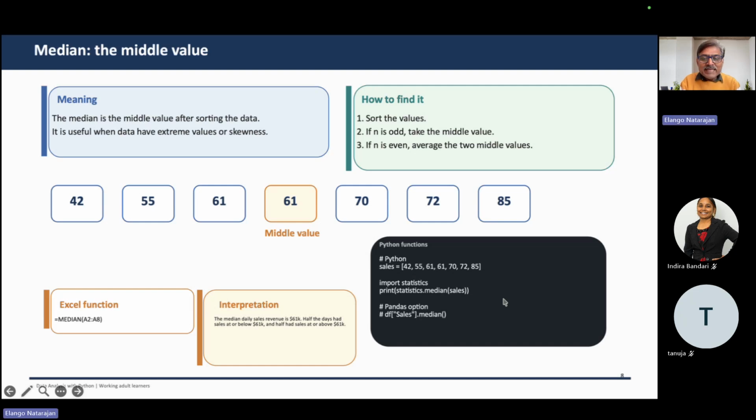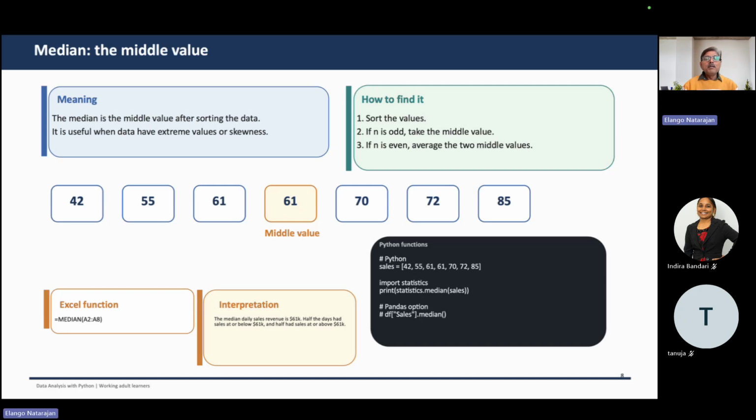The next term I would like to introduce to you is median. Median is the one representing the mid of your data set. What you need to do is sort all your numbers, arrange them in ascending order or descending order. Once you arrange them in ascending order, you can locate the mid value of your data set using a function called median. Median is the function we use in Excel. You can use the median function in the statistics library as well if you are working with Python.